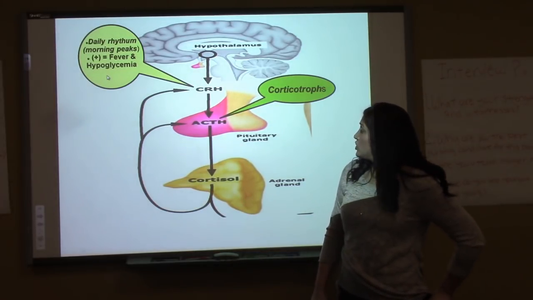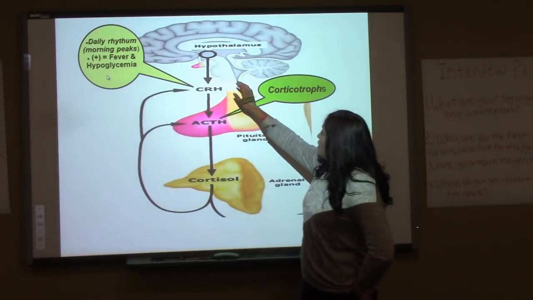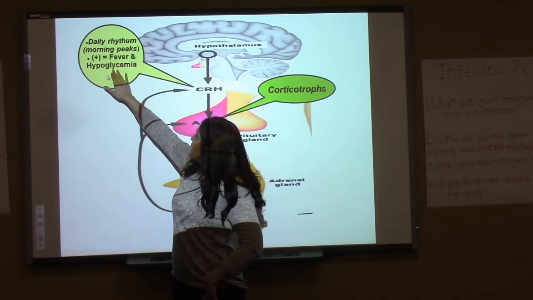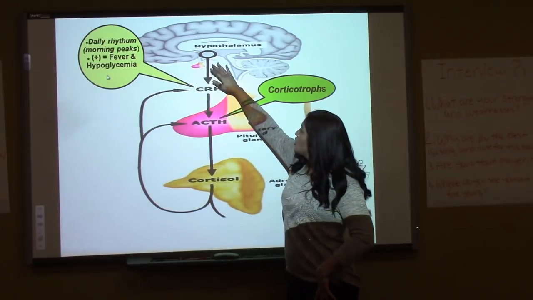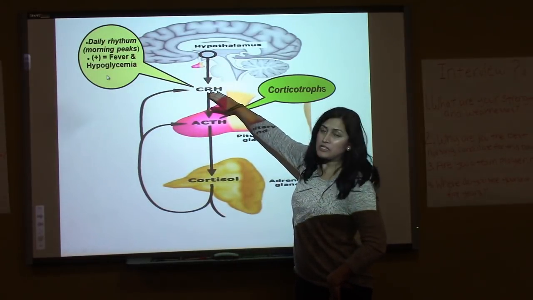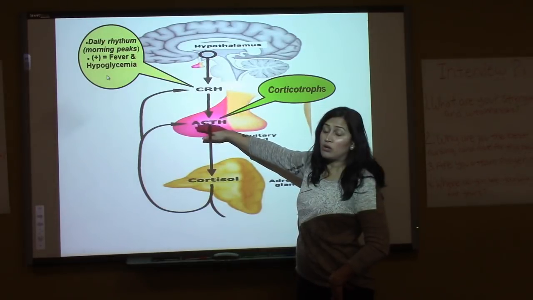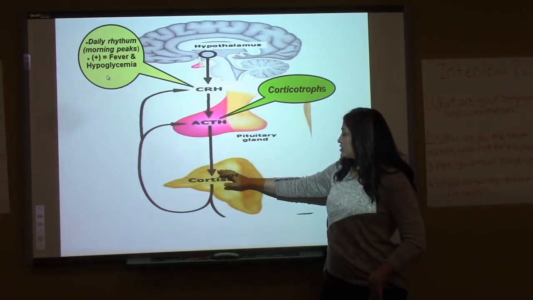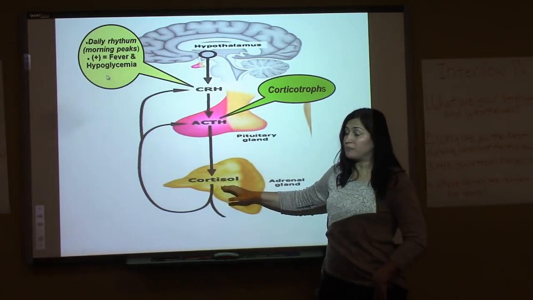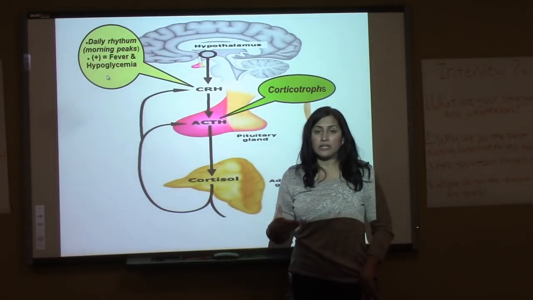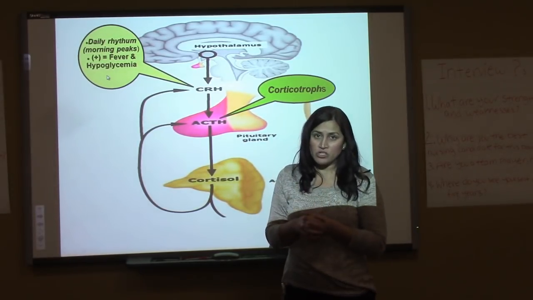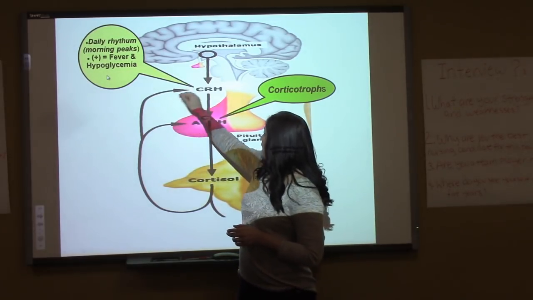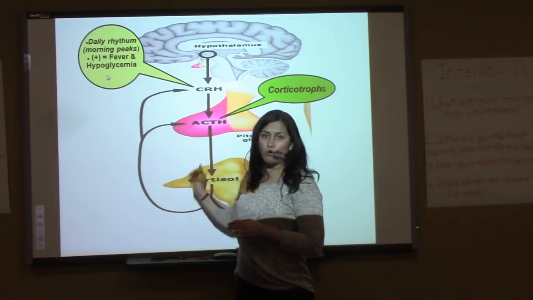Okay. So now let's look at cortisol. Your daily rhythm, your morning peaks, fever, and hypoglycemia will all stimulate your hypothalamus to release CRH. CRH will now stimulate your anterior pituitary to release ACTH. ACTH in turn will stimulate your adrenal cortex to release cortisol. Once cortisol is released, there's a negative feedback loop. It has to control how much cortisol is released. So cortisol will go back, inhibit ACTH from being released, and inhibit CRH. Therefore, it controls its own secretion.